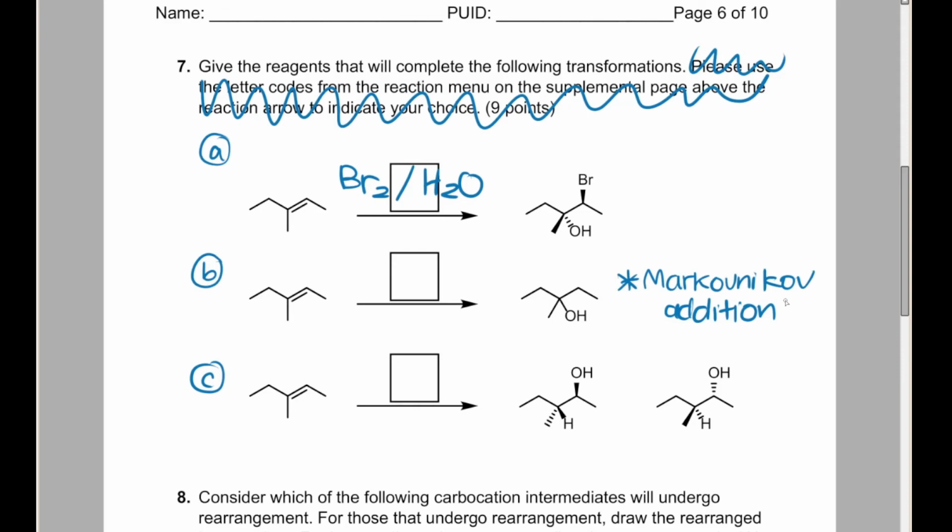And in this case, because it's a Markovnikov addition of just an alcohol group and nothing else, that's characteristic of the reaction with water and sulfuric acid. And I will show you the mechanism. I'm just going to erase the previous one. So we're starting off with this molecule, which is the same for all 3 parts of the problem.